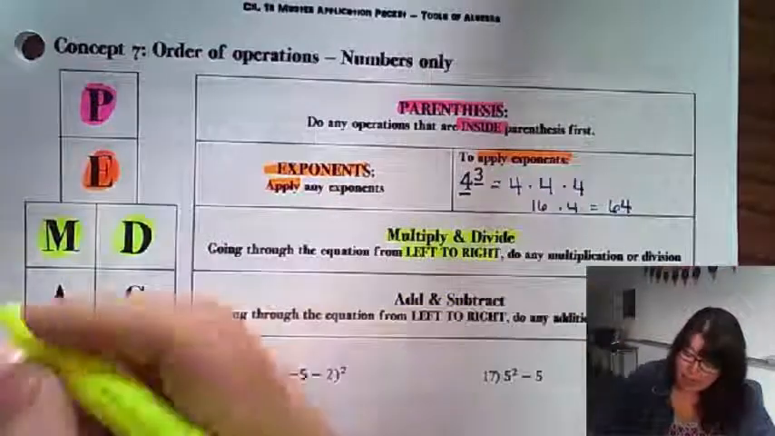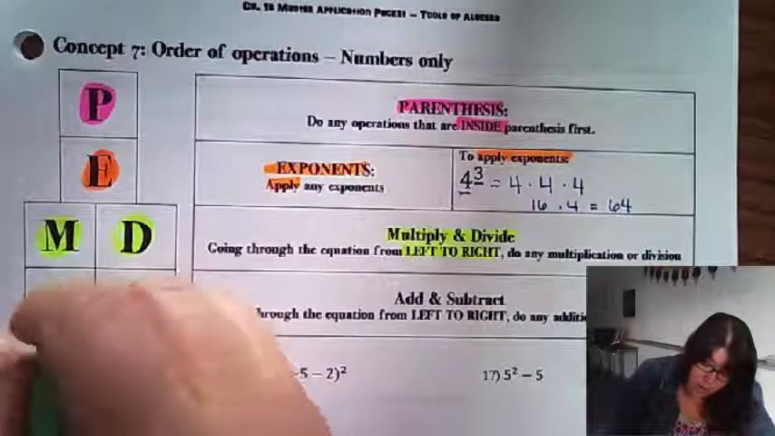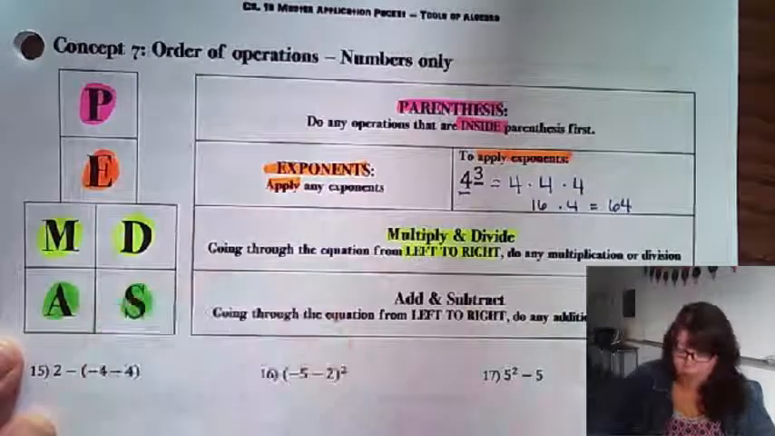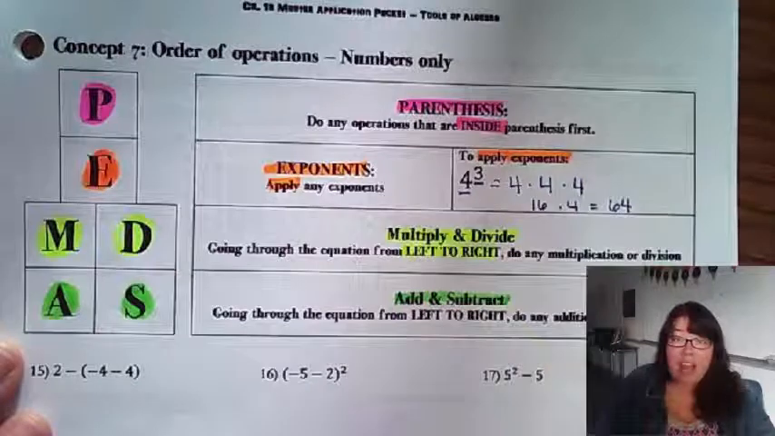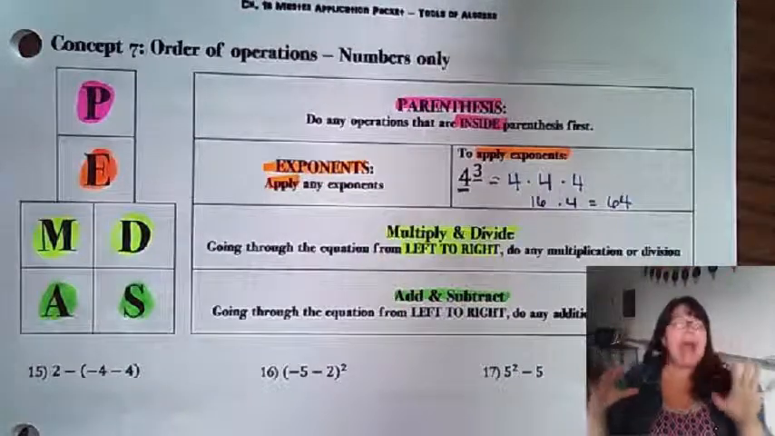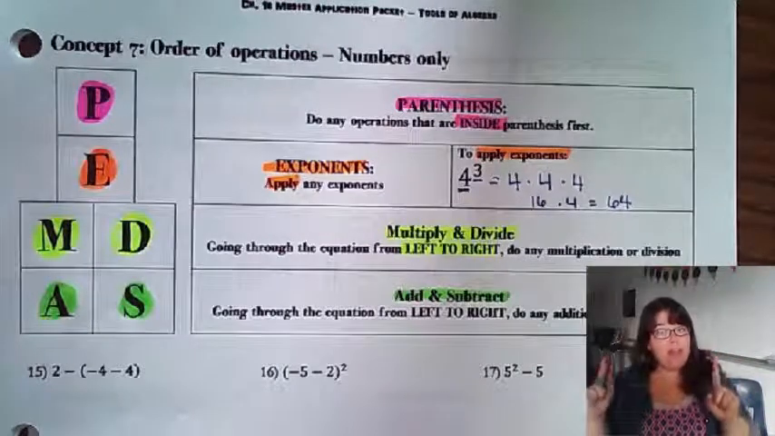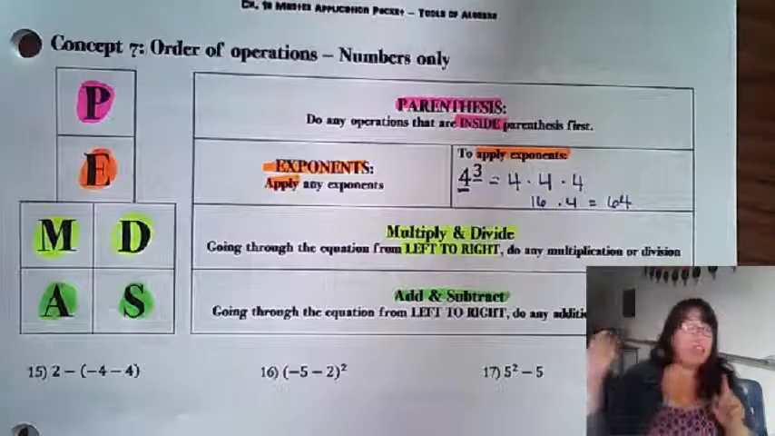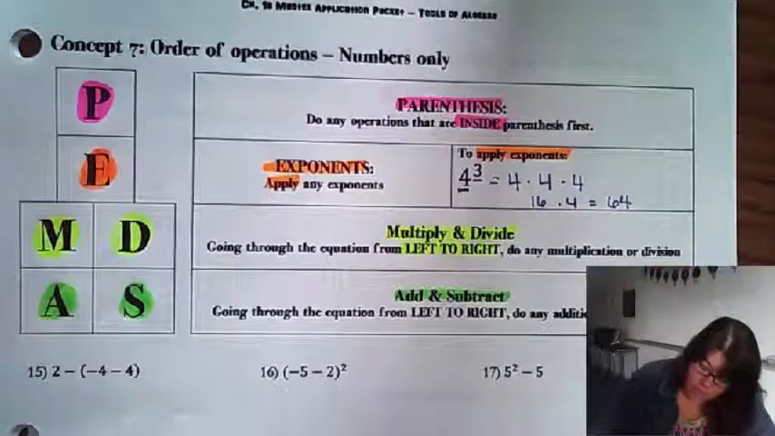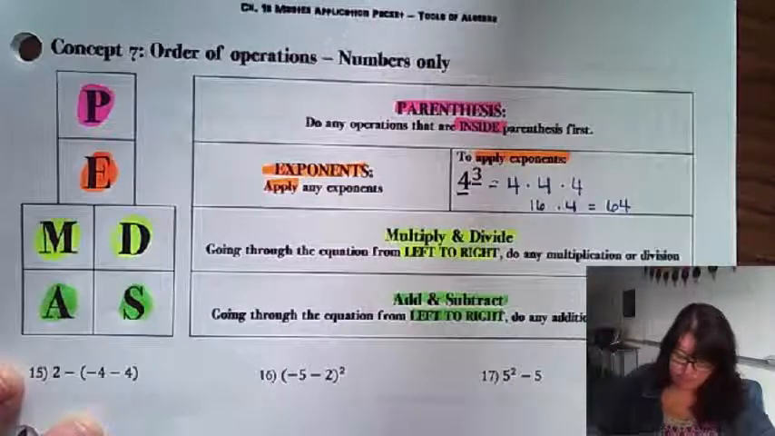So multiply and divide from left to right, and then last but certainly not least, we have A and S, which of course is our addition and subtraction, again, happening in the same step. You do not have to add before you subtract. It doesn't go in order like that. This time, just like multiplication and division, you're going to go left to right. So add and subtract left to right.